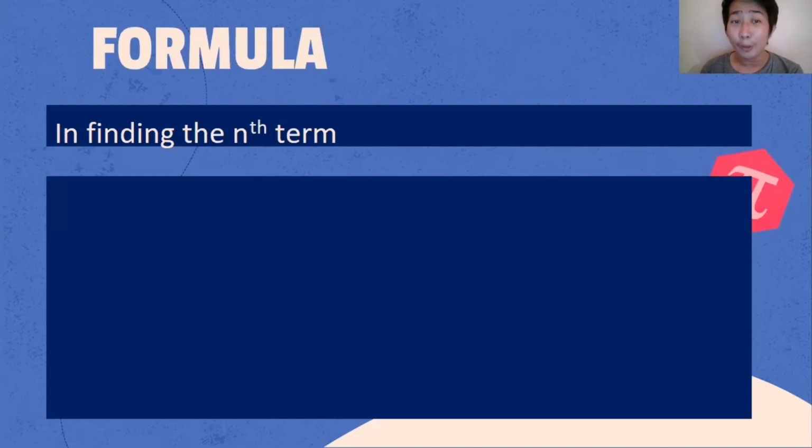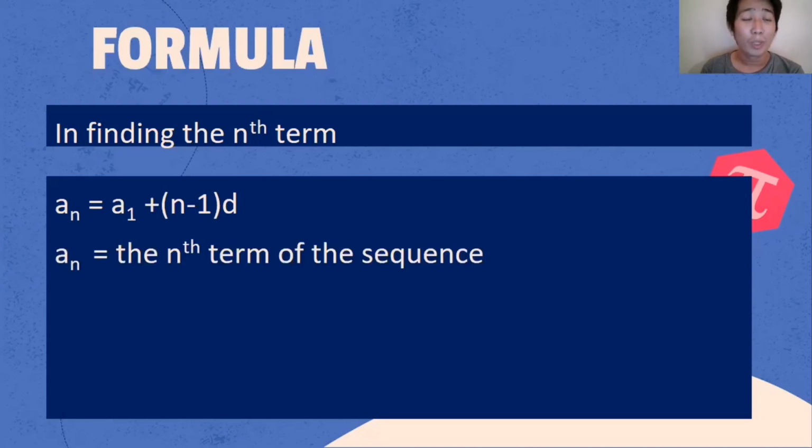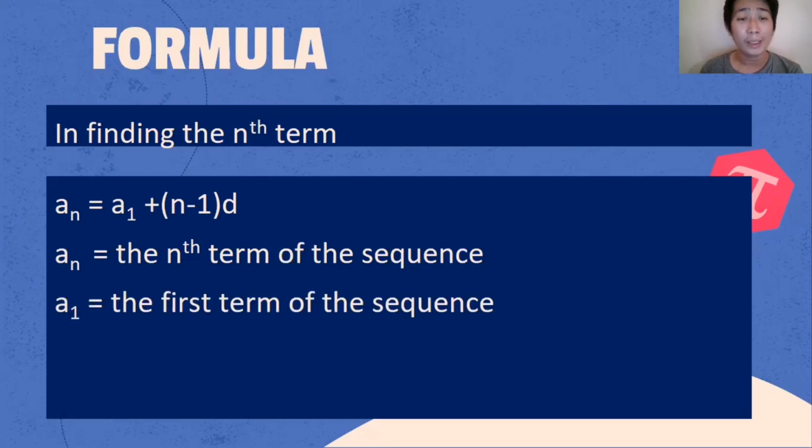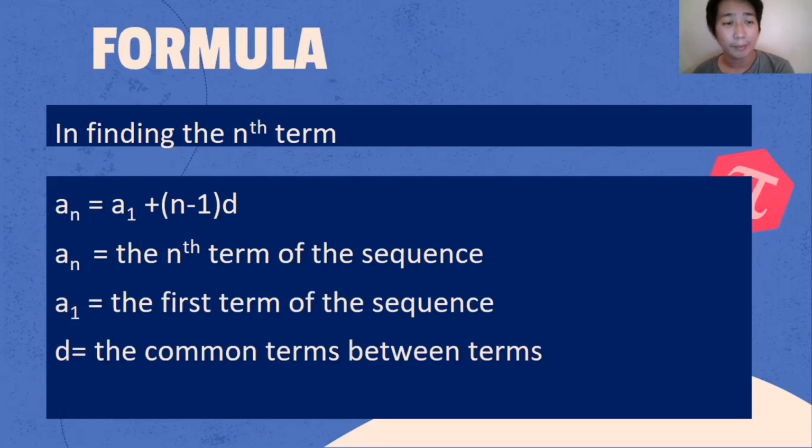So in finding the nth term, here is our formula. a sub n is equal to a sub 1 plus the quantity of n minus 1 multiplied by d, where a sub n is the nth term of the sequence, a sub 1 is the first term of the sequence, and d is the common difference between terms.